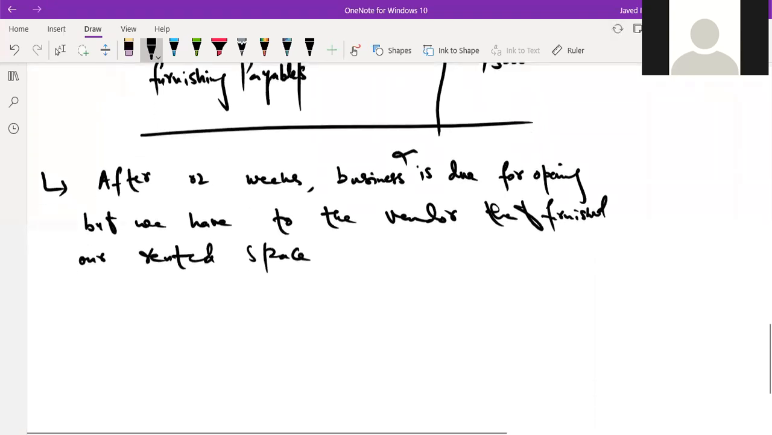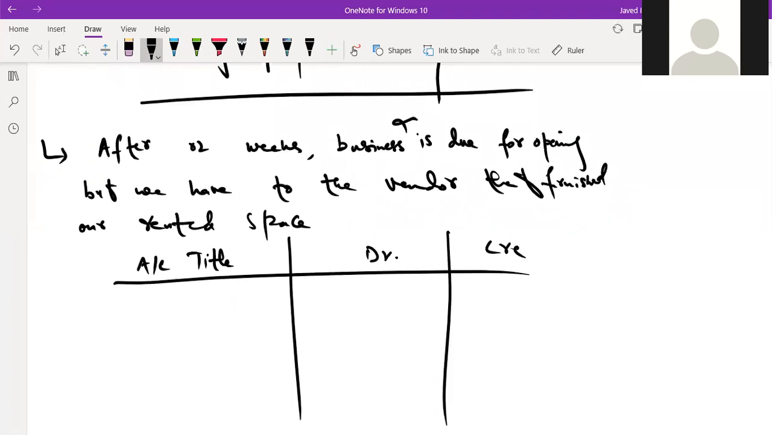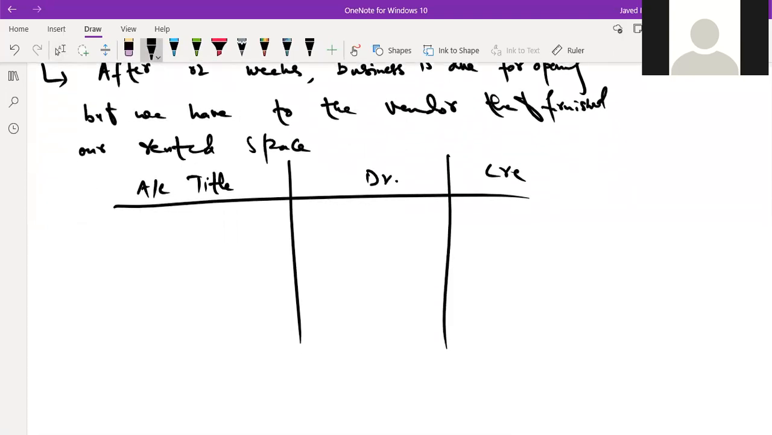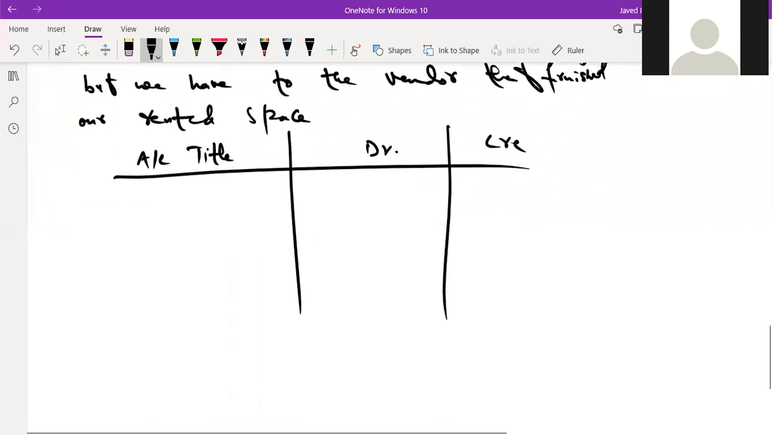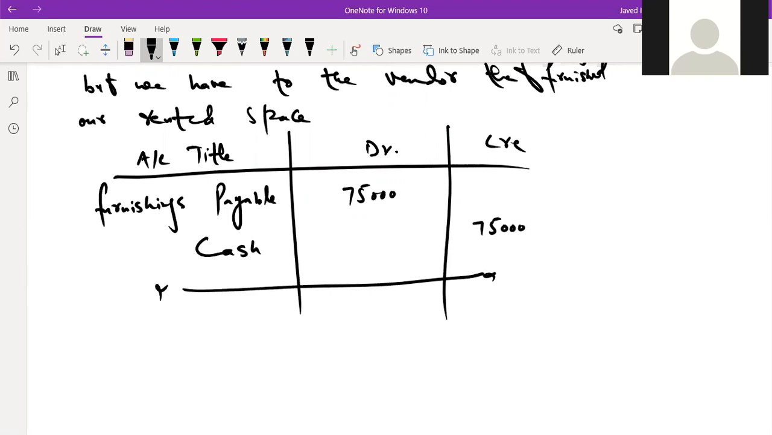How would you pay it then? So your title, debit, and credit. So you generated basically furnishings payable. So they are being paid now. So 75,000, and cash will be credited by 75,000. So this will conclude your transaction.